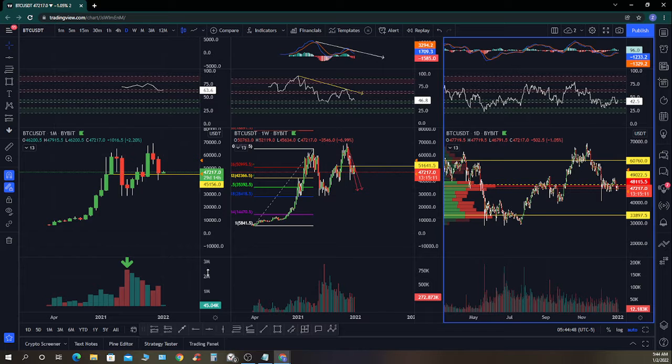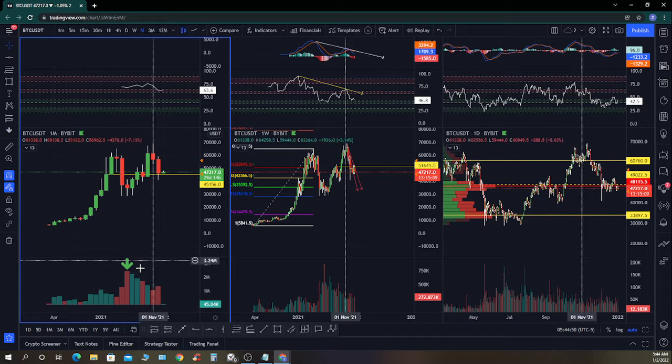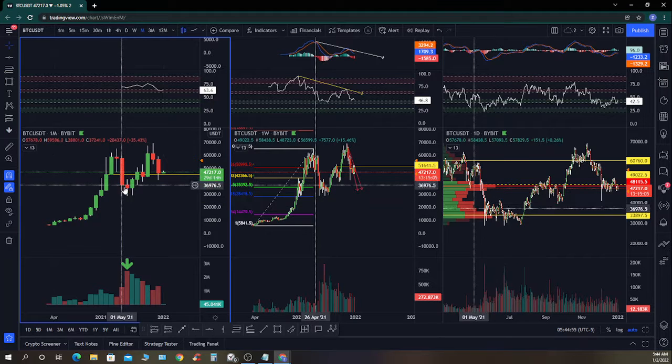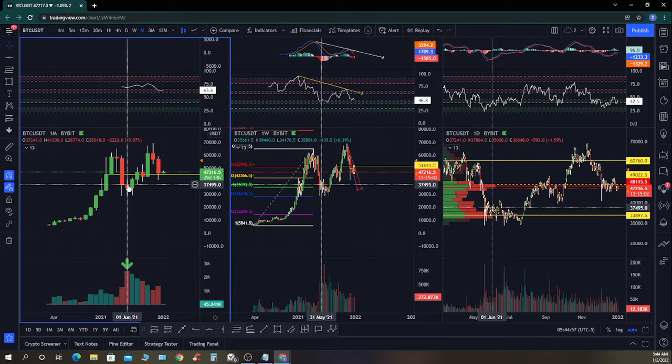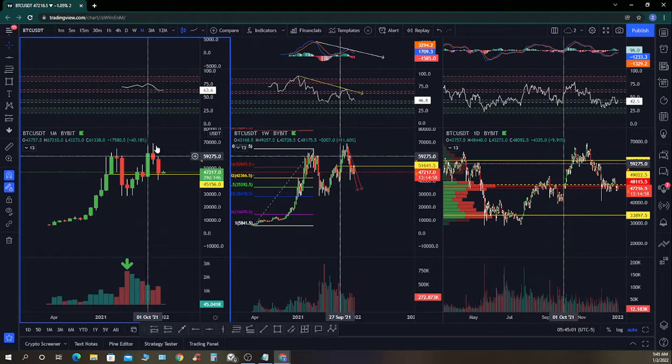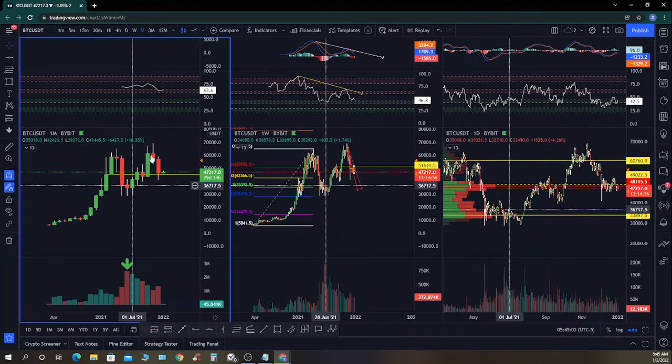But what I really wanted to point out here, just on the monthly, is that we had a lot of volume right here, right at the bottom, which indicated the support. And we also had decreasing volume, but it was still big volume to the upside.